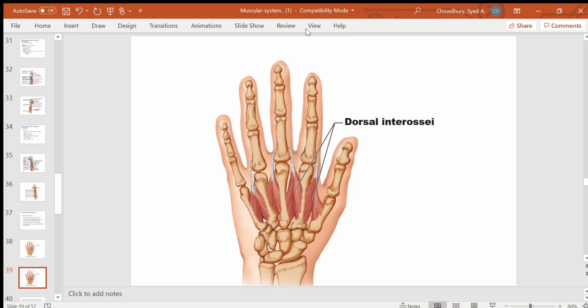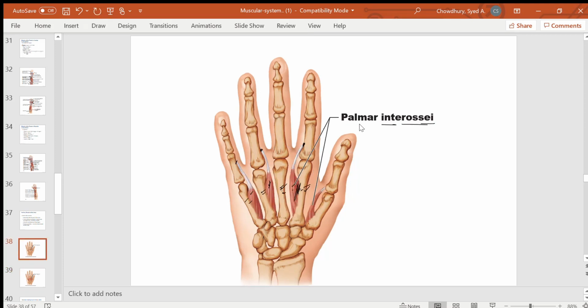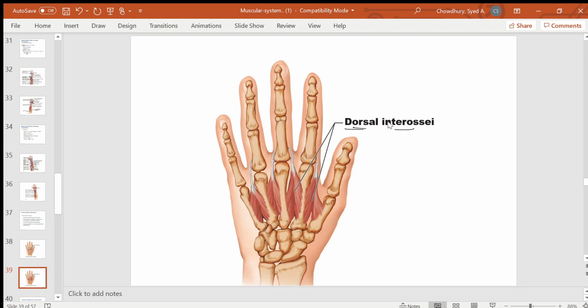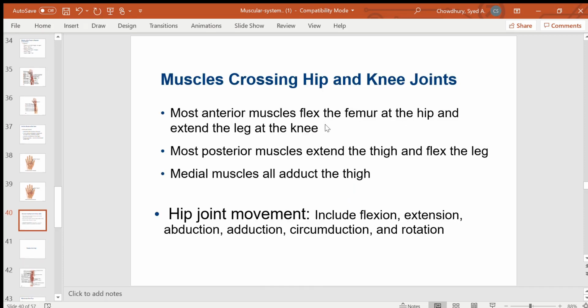And in the back of the hand, you also have interossei, but these are called dorsal interossei. This is the front of the hand, anterior, palmar side, palmar interossei, and in the back of your hand, you have dorsal interossei. So two groups of interossei.